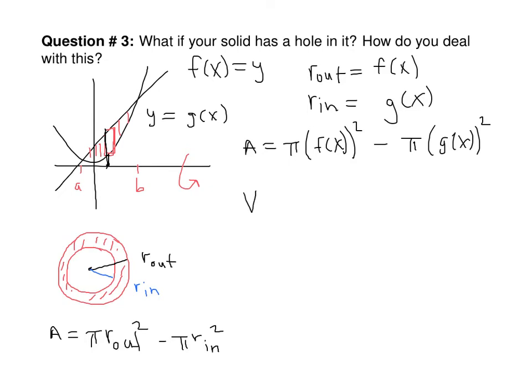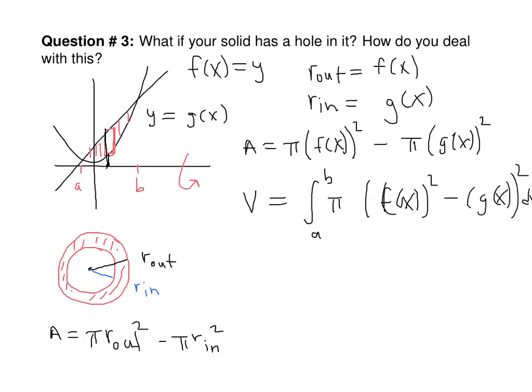And the volume will equal, you sum up all those individual areas, so you integrate from a to b. I'm going to factor out the pi: pi times f of x, the quantity squared, minus g of x, the quantity squared, dx.